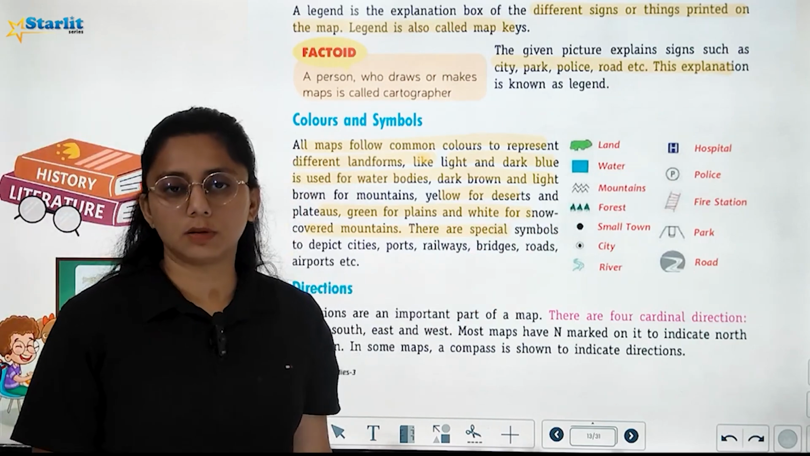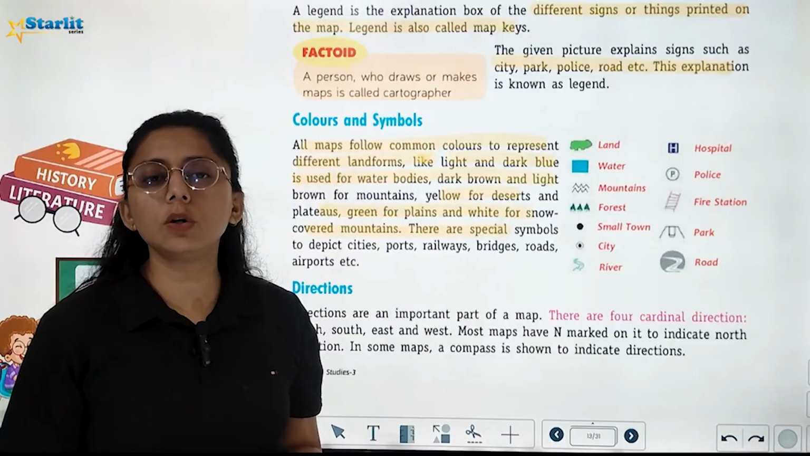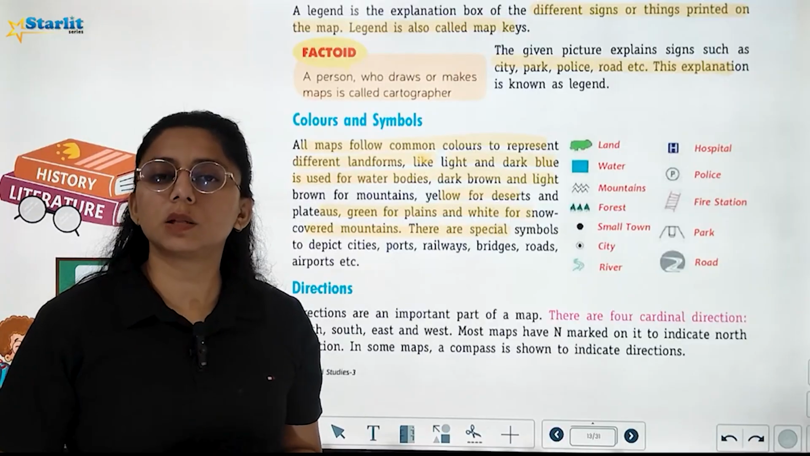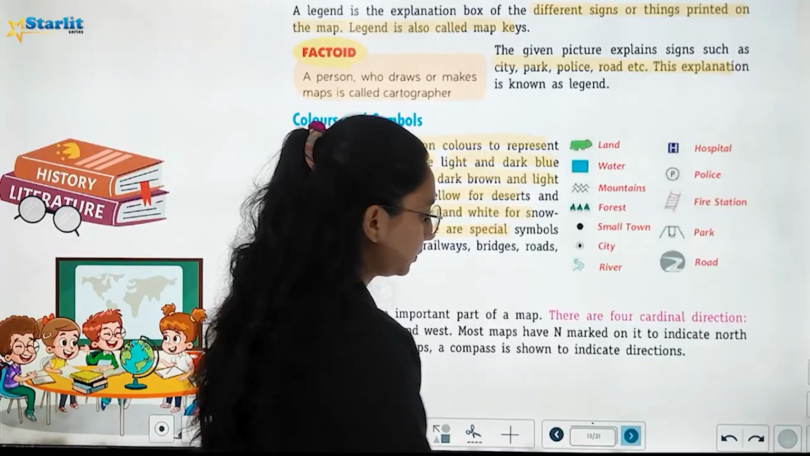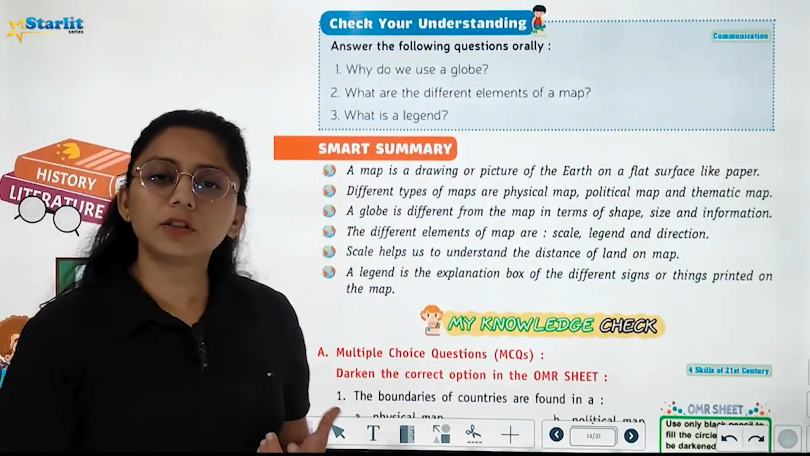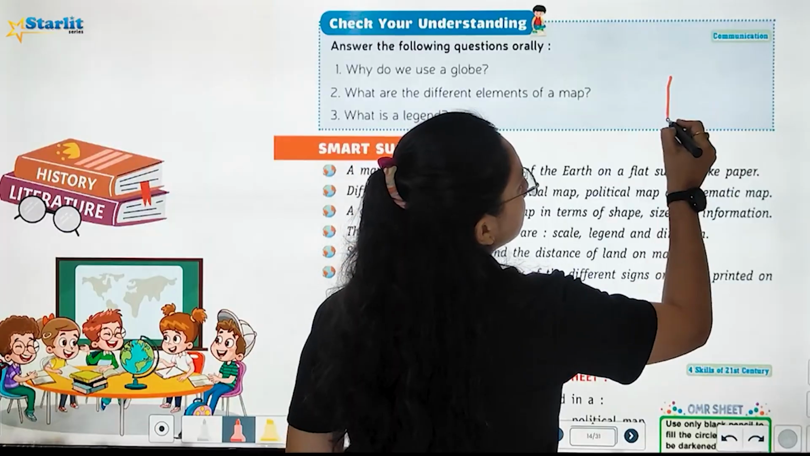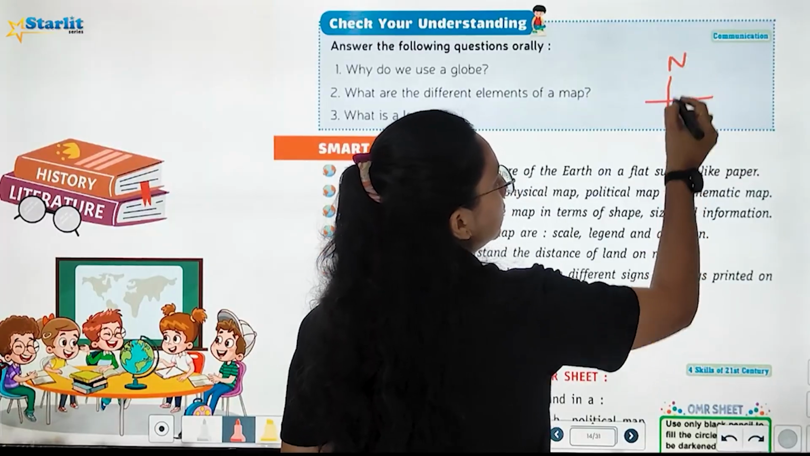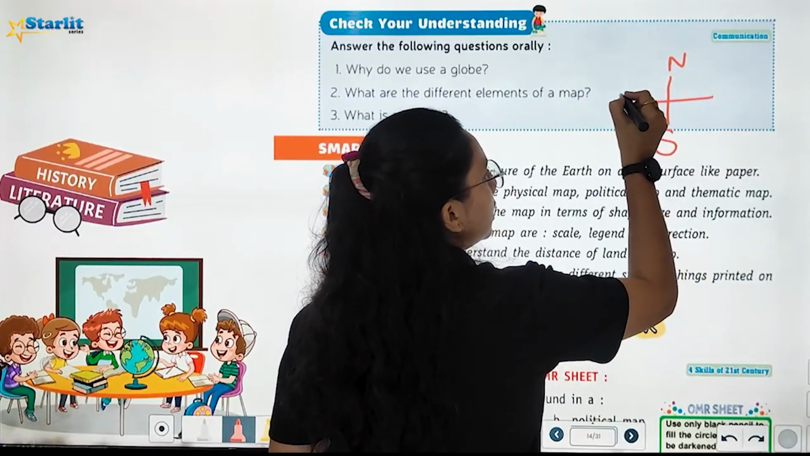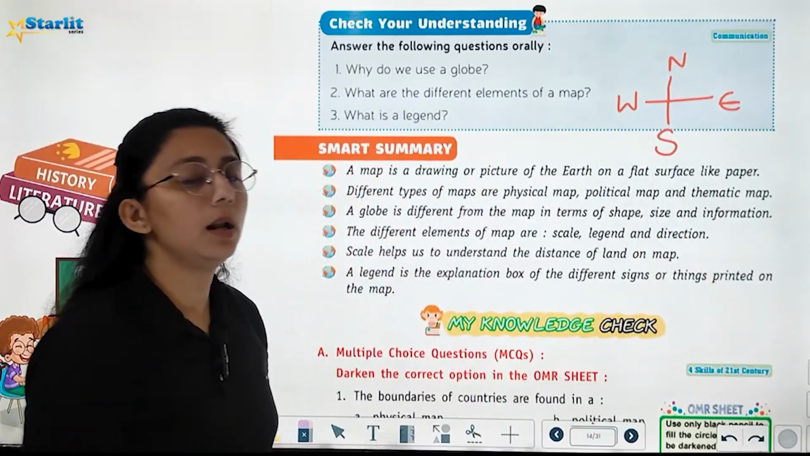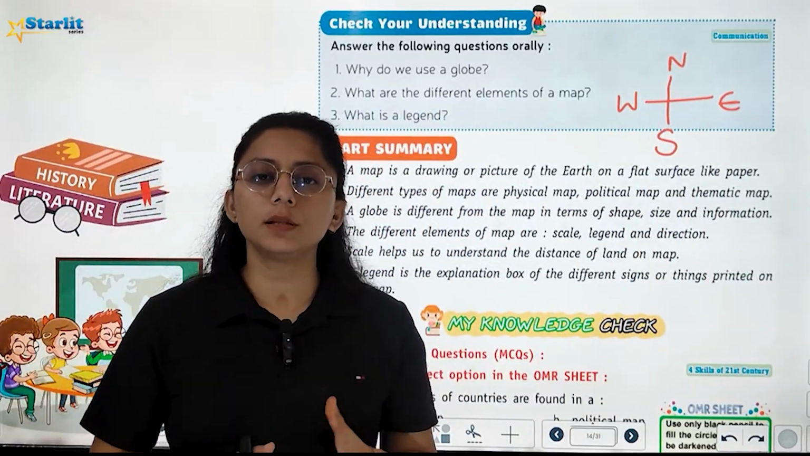Then we have direction. We have 4 directions, and what do we call them? 4 cardinal points: north, south, east, west. And we have some other directions too. Let me show you over here. This is north, this is south, this is west and this is east. These are the 4 cardinal, right? This is all in this chapter.